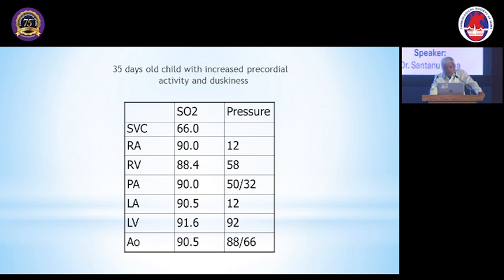A 9-month-old boy with a continuous murmur. Quick. PA is 78. So there must be some extra. Yeah, please. Can it be an AP window? Huh? AP window.